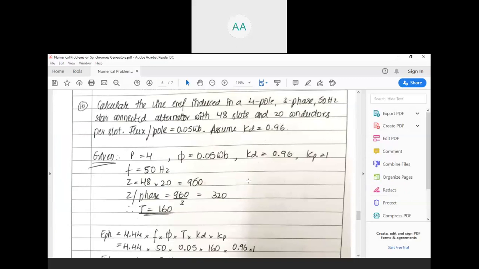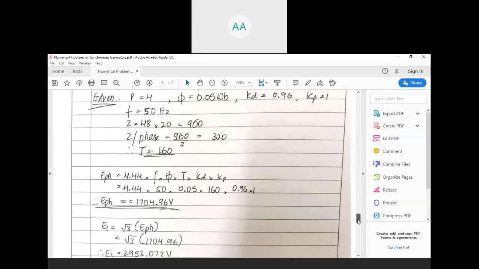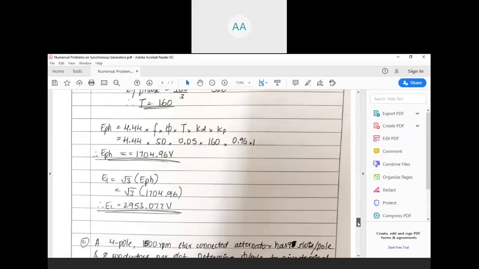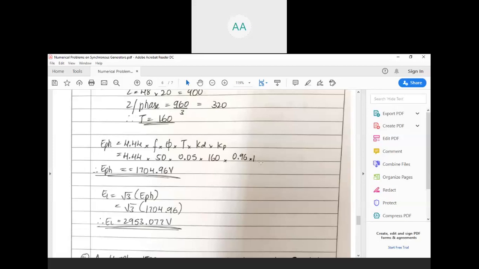So again you have the same things being given there. 960 divided by 3, you will get 320 conductors per phase, and turns per phase you will get as 160. So the same problems, slight change in data. What you need to remember is, for a full pitched coil Kp equals 1. For concentrated winding, if they mention it as concentrated winding, you need to take Kd as 1. In other cases it is always less than 1. Definitely it is not greater than 1.